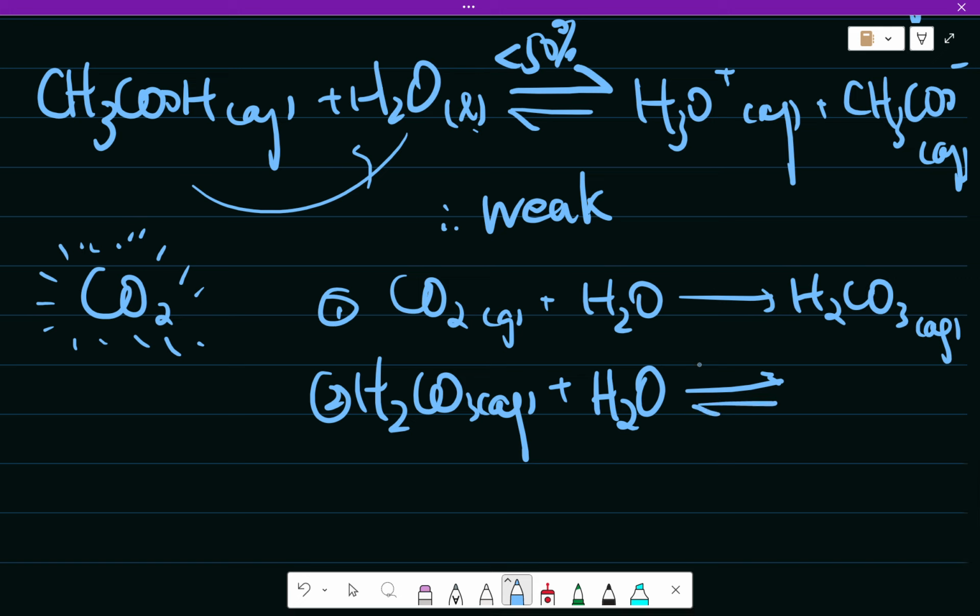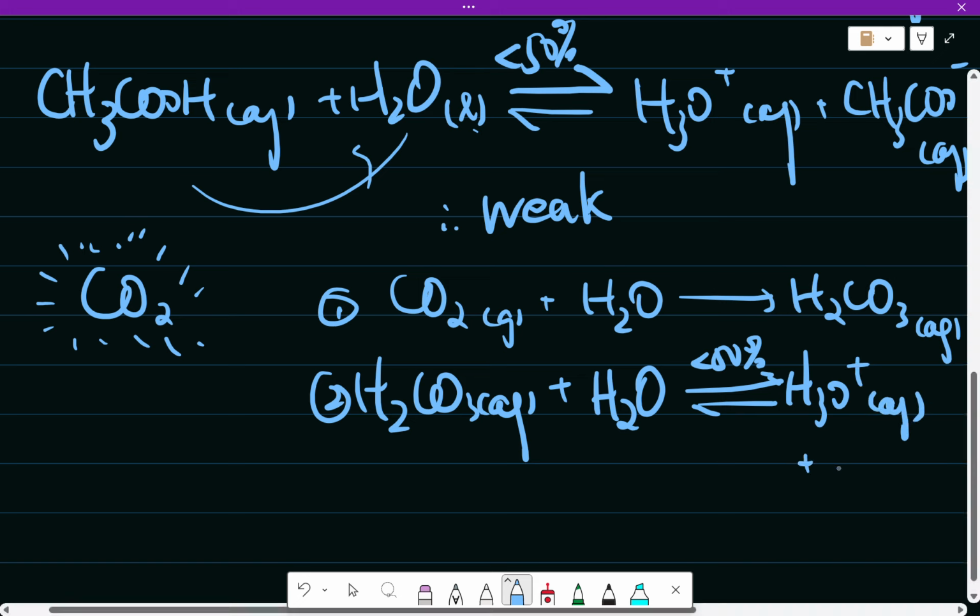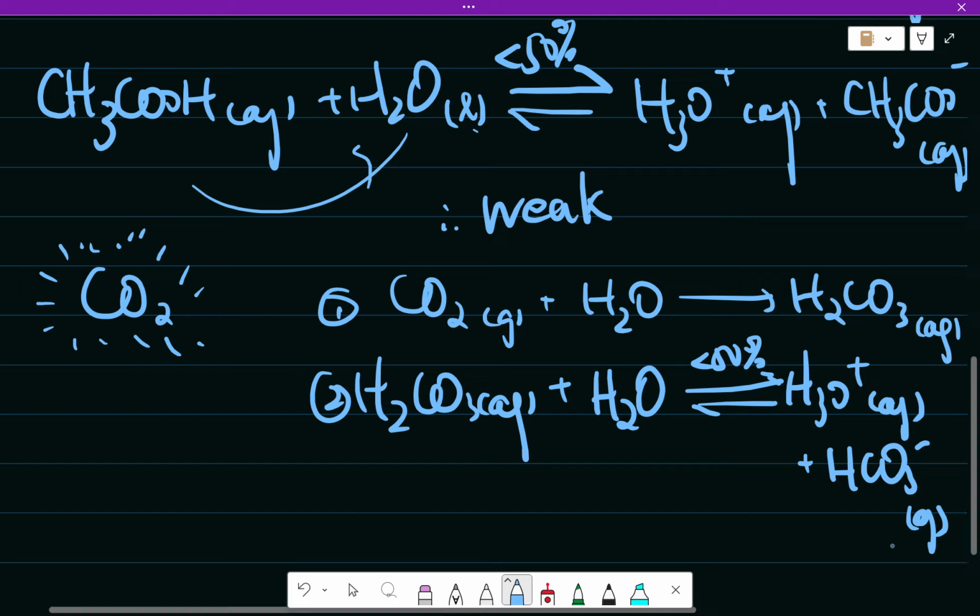But this time, since it's a weak acid, we'll use this and we'll produce hydronium ion and the respective conjugate base formula, which is the hydrogen carbonate ion. So with these two steps, we can actually prove with a hydrolysis equation that carbon dioxide, even as a gas, when it's dissolved in water, will still be acidic.